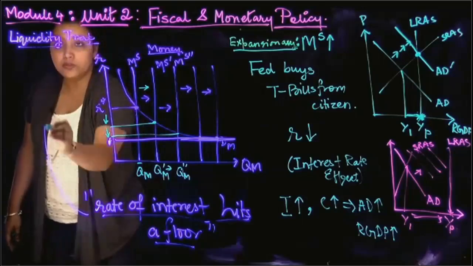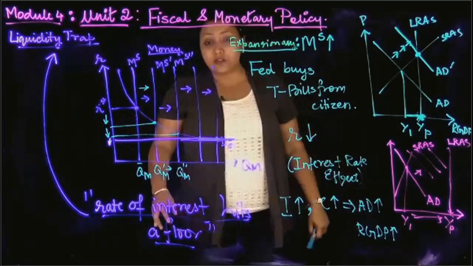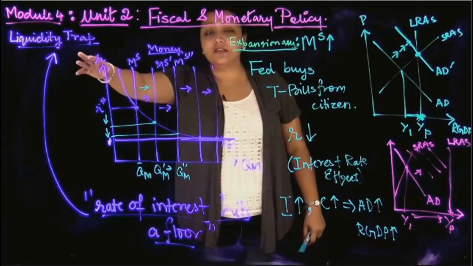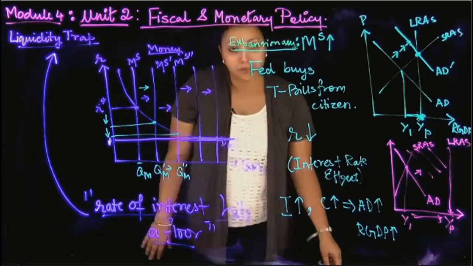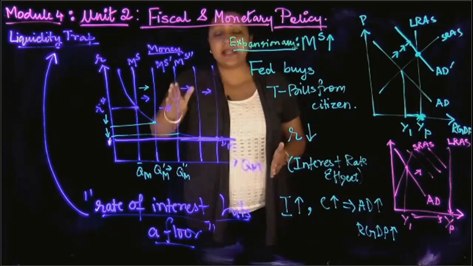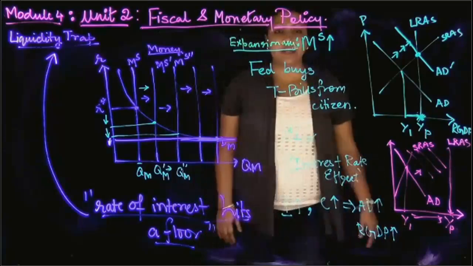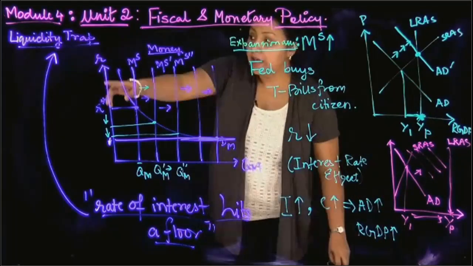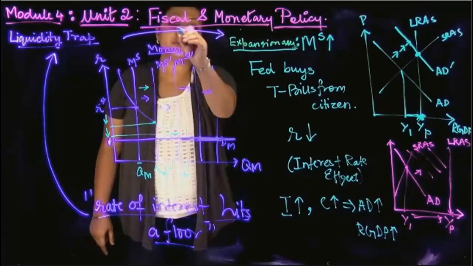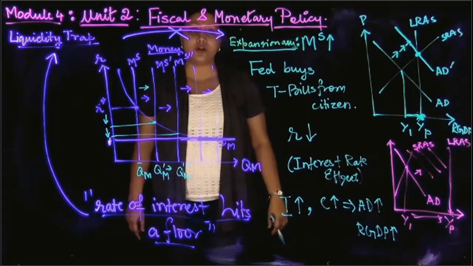This situation is known as liquidity trap. When the rate of interest in the economy does not change, even when the money supply in the economy increases, it is known as liquidity trap. I repeat, liquidity trap is a situation in an economy when any increase in supply of money does not decrease the rate of interest. In other words, whenever the economy is in a liquidity trap, expansionary monetary policy does not work anymore.